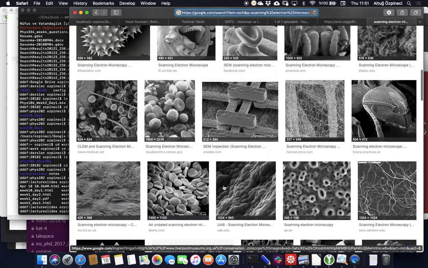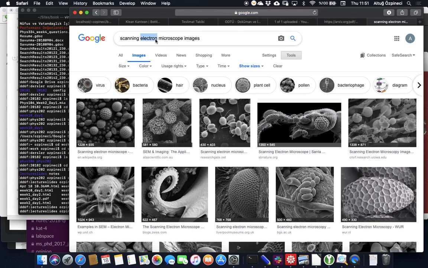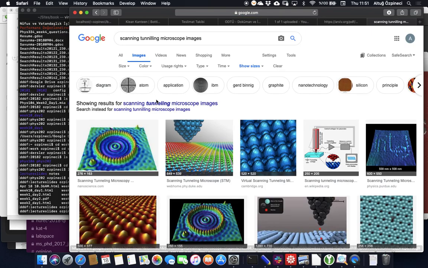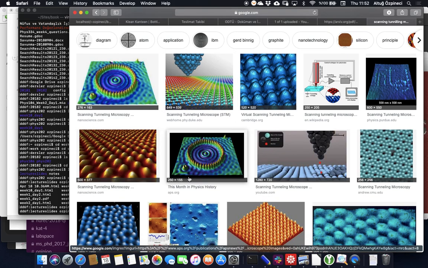Well, it has to be a conductor. You see, these are all not scanning electrons, they're scanning tunneling. You see, these are some actual images. You can see individual atoms.